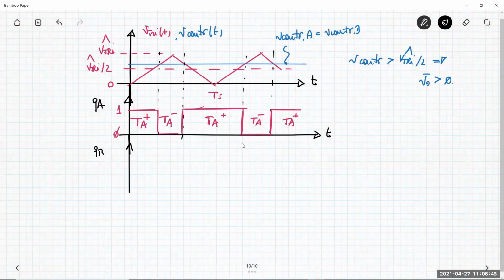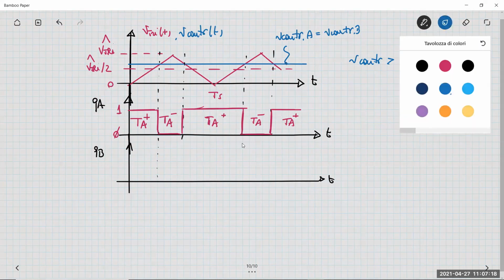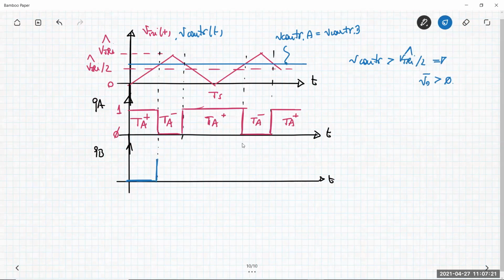Now there is the second big difference with respect to the unipolar pulse width modulator. I again have to use the comparison between the blue curve, the control voltage, which is also the control voltage for the leg B, and the triangular wave. But I have to invert the law by which I generate the unitary switching function QB. In this case, when the control voltage, blue curve, is higher than the triangular voltage, I get 0. Otherwise, I get 1.